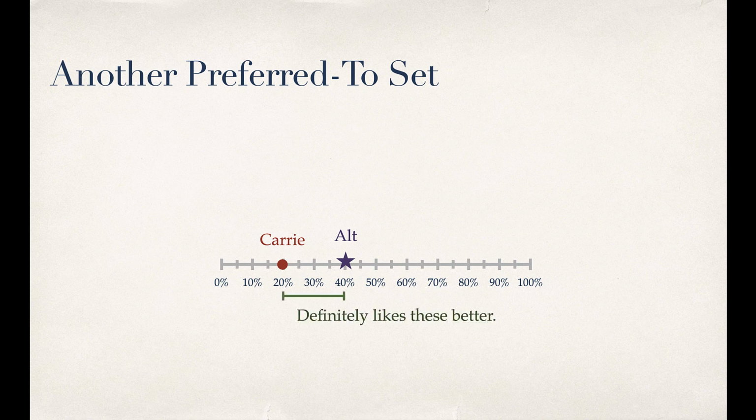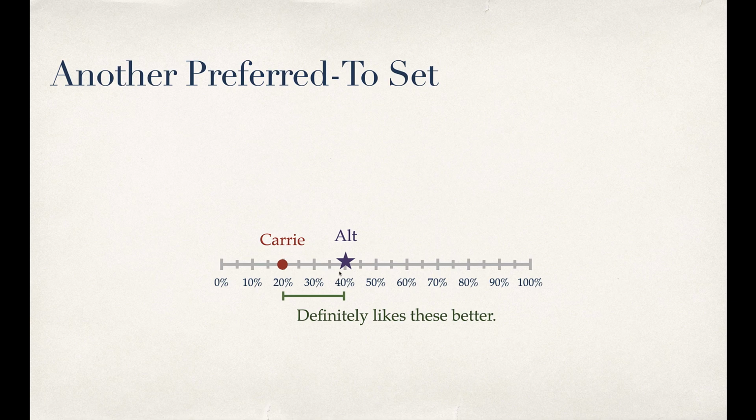Well, she definitely likes everything between 20% and 40%. We're moving closer to her ideal point, right? If her utility function was drawn in here, we would be going up that utility mountain, right? So she definitely likes all of these better. But we know she has symmetric and single-peaked preferences, so we need to find the set of things on this other side she also likes better, all right?